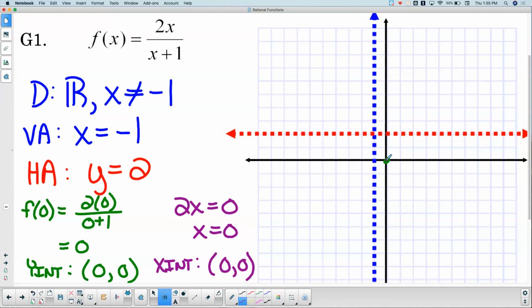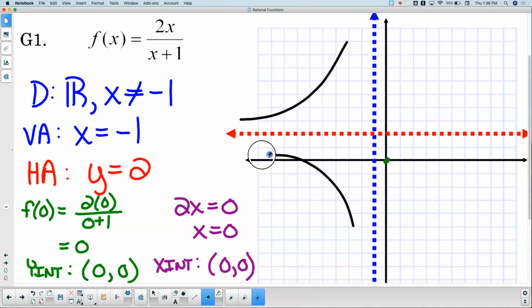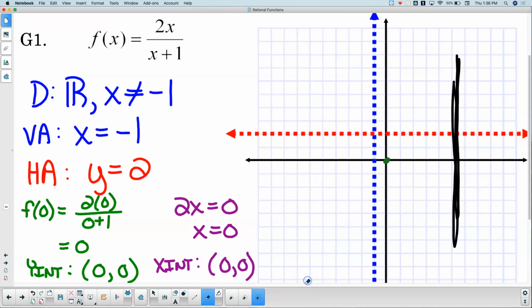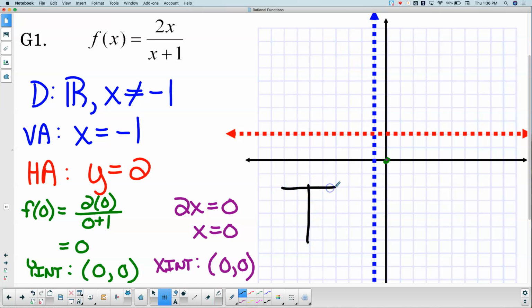Now, I will preface this by saying that my function cannot look like that. Why not? The vertical line test would fail in that case, and these are functions. So I can only be in one section here. This is a section, and this is a section. Those are my two zones, if you will. So I'm going to make a T-chart for each zone.